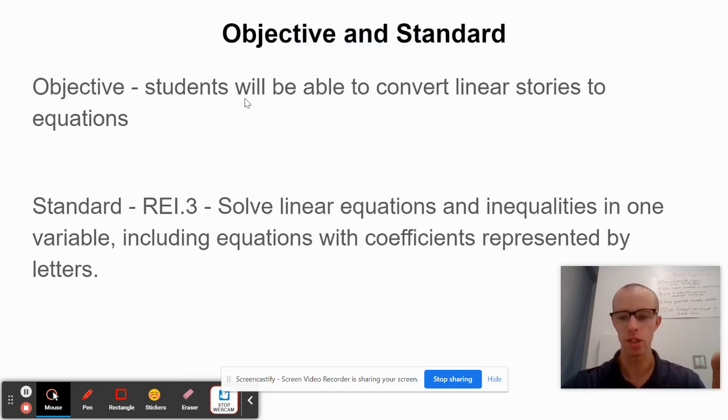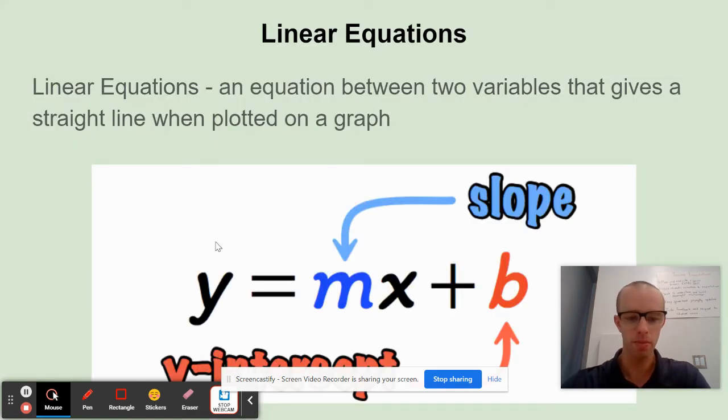Our objective is that students will be able to convert linear stories to equations. That is standard REI.3. Before we dive in fully, it's important to know that you should have seen this before.